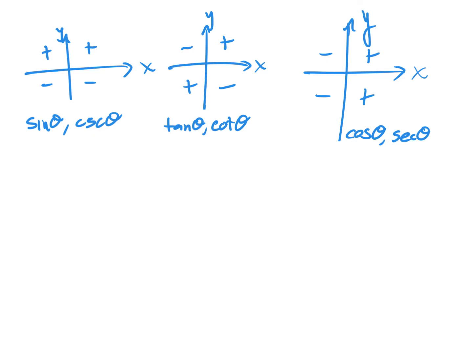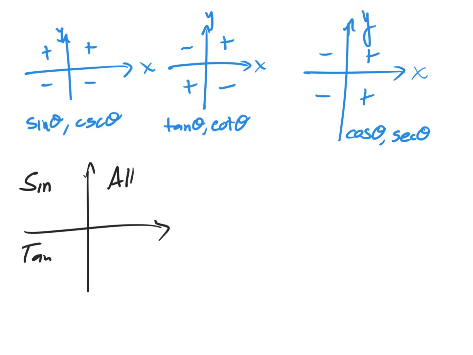So putting this all together, we can write in quadrant 1, they are all positive. Quadrant 2, sine is the one that's positive. In quadrant 3, tangent is positive. And in quadrant 4, cosine is positive. Now, when sine's positive, we also know that cosecant is positive, and tangent's positive, we know that cotangent is positive, and then when cosine's positive, secant's also positive.